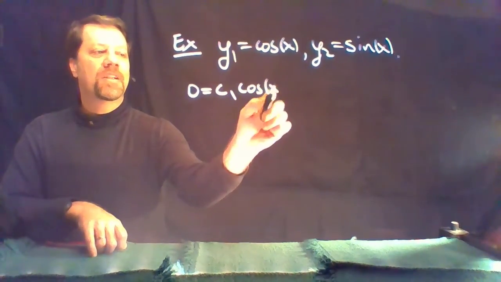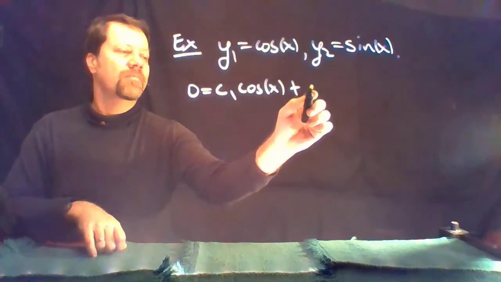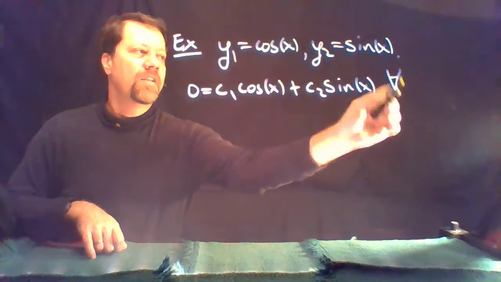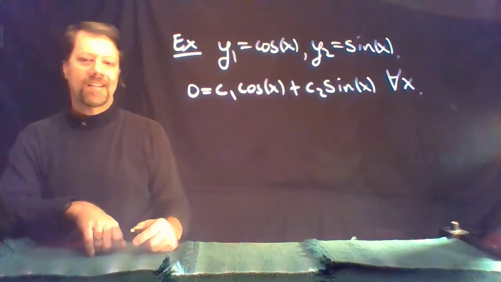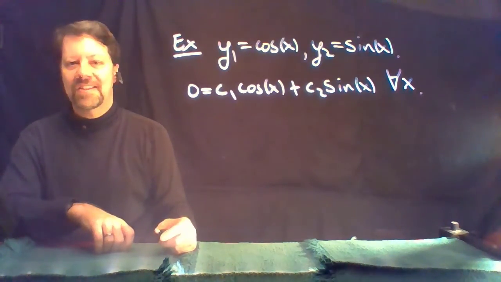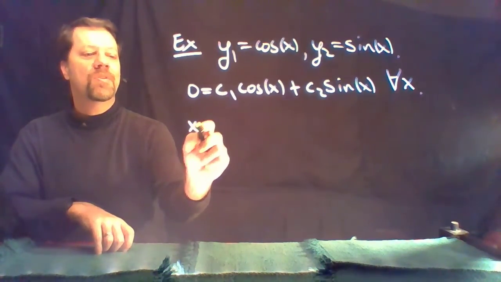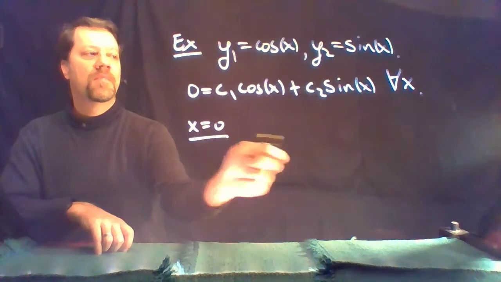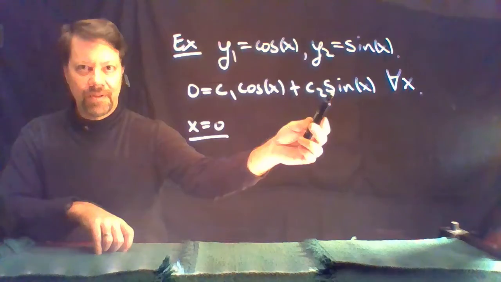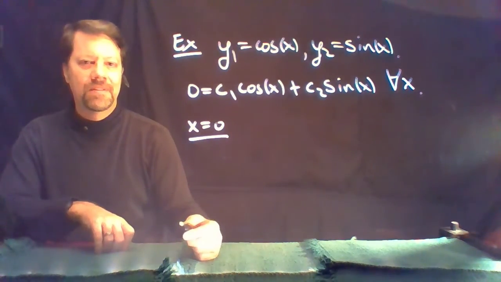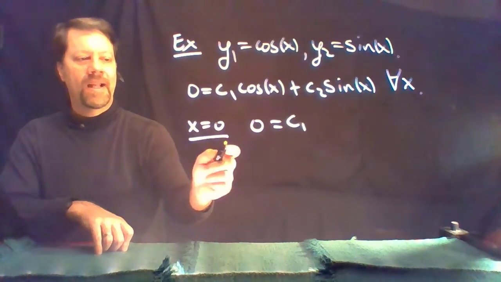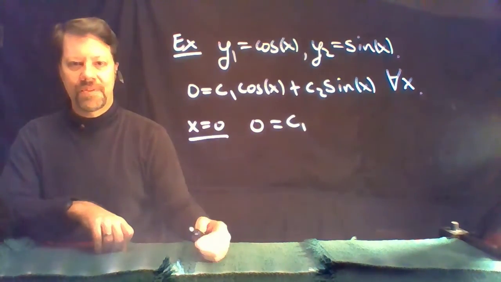We'll form an arbitrary linear combination and assume that this holds for all x. If it holds for all x, it has to hold for any x that we choose. Suppose we choose x equals 0. The sine of 0 is 0. The cosine of 0 is 1. So when x equals 0, we get c1 of 0.